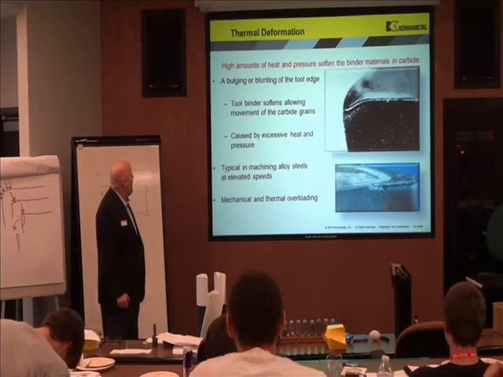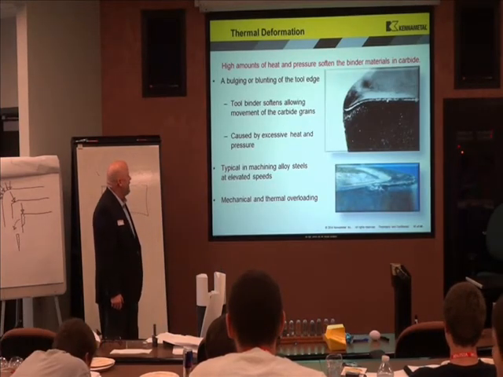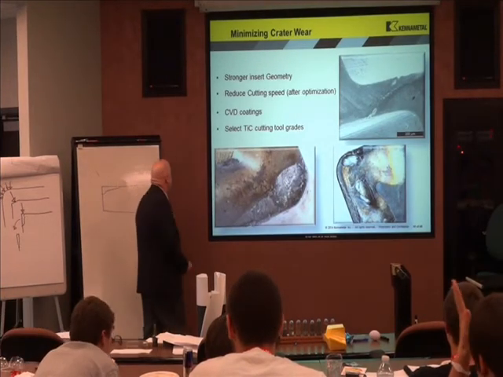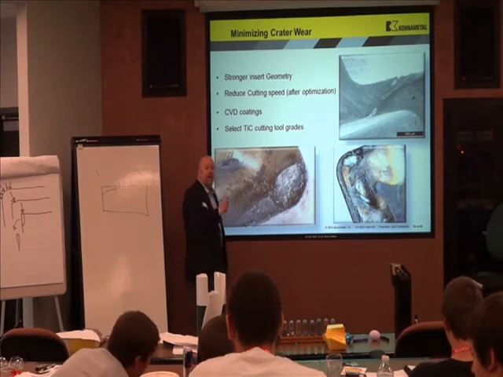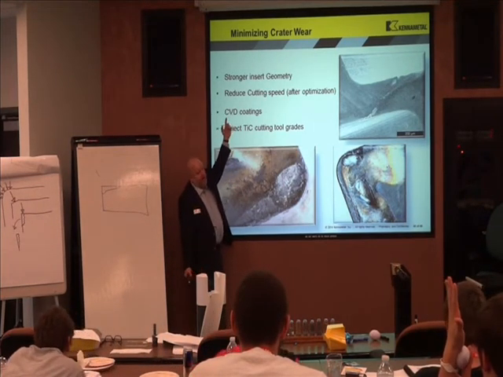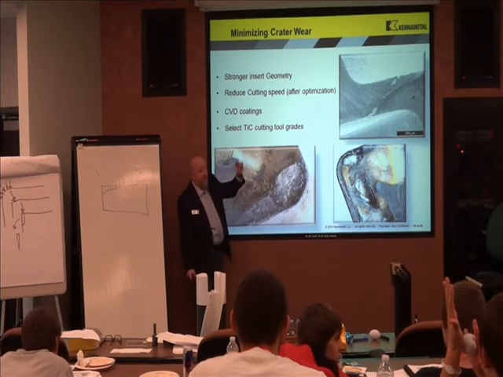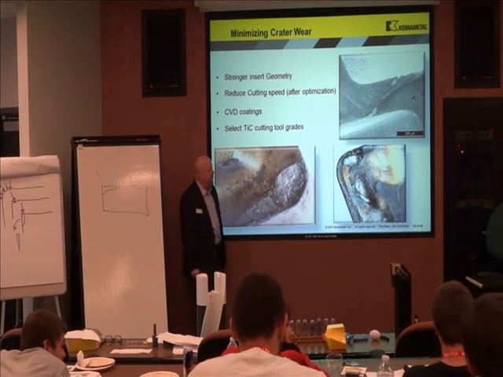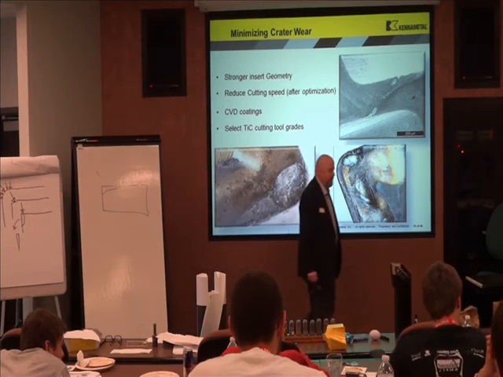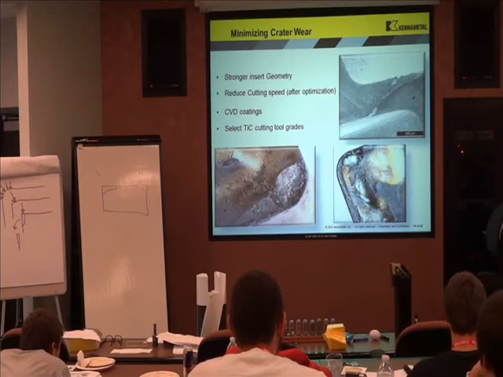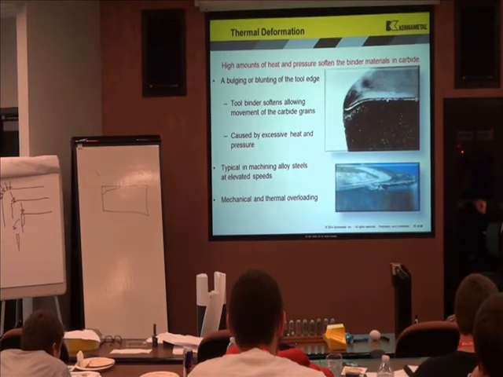The way to fix cratering is a stronger insert geometry, reduce your speed. Everybody uses coated inserts, but this is chemical vapor deposition. It's a nice thick coating. Or you use different additives in the carbide itself. That's titanium carbide.